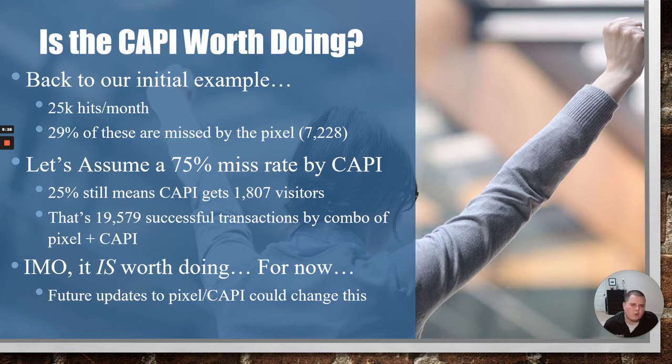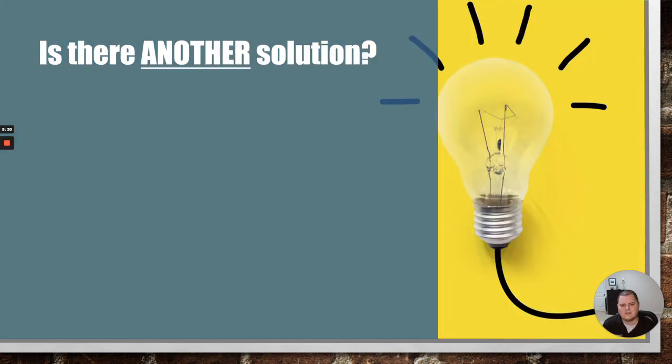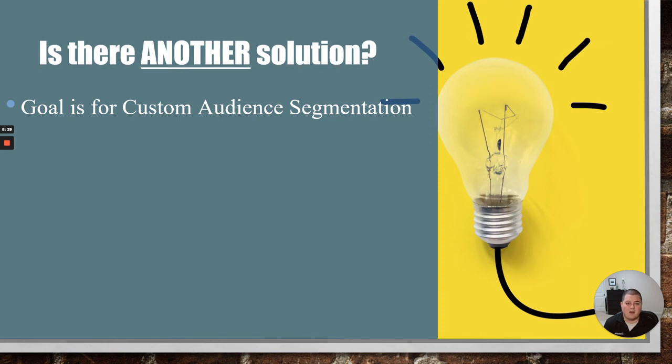It could change in the future, but is there another solution? Is there another way to arrive at the same destination? And for us to answer that, we have to understand the goal. And for us, the goal is custom audience segmentation. That's what the pixel or the conversion API or whatever, what we're trying to do is get data back to your Facebook ads server so that your ads manager knows how to put you into custom audiences.